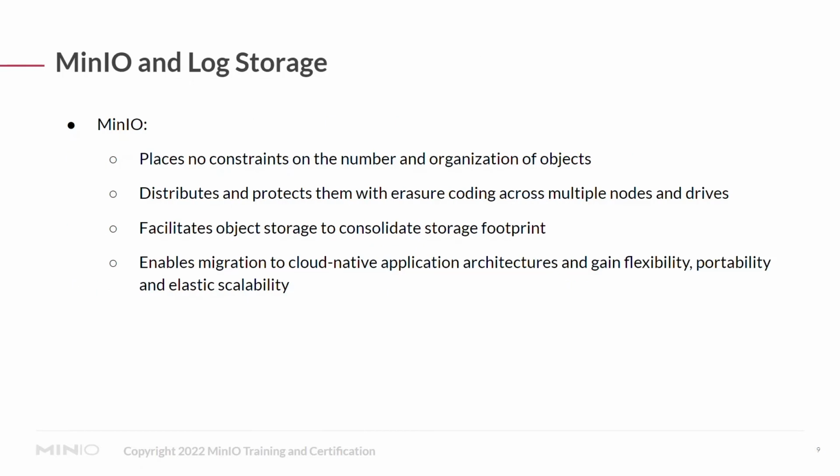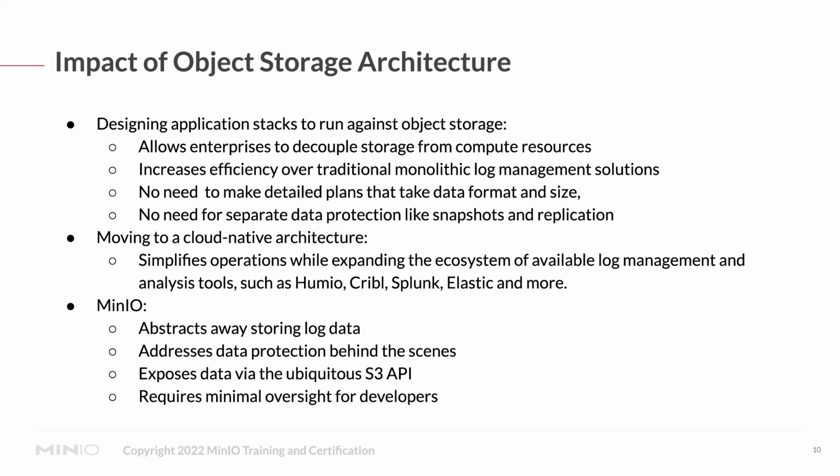MinIO happens to be a fantastic tool for storing logs. MinIO places no constraints on the number and organization of objects. MinIO distributes and protects the log objects with erasure coding across multiple nodes and drives. This is where you get the fantastic performance that MinIO is known for, as well as the resiliency provided by erasure coding. MinIO is also cloud native. It's API driven. And by storing logs on MinIO, you now open your logs to cloud-native application architectures and also to cloud-native analytics tools.